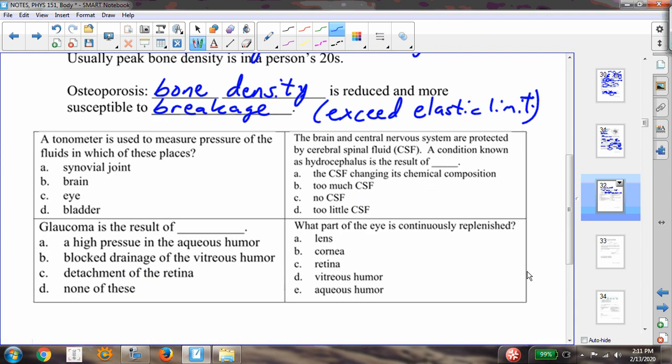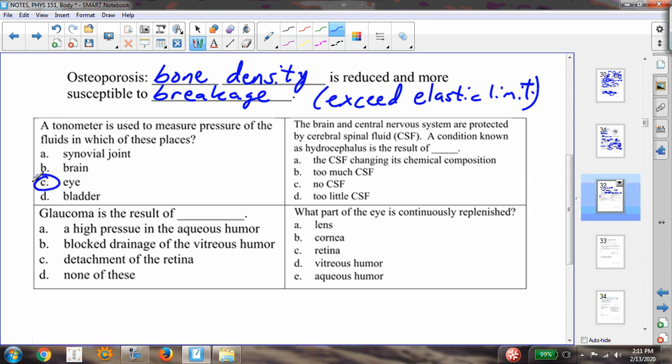Okay, a few questions here. Tonometer is used to measure the pressure of the eye. Glaucoma is a high pressure in the aqueous humor. The aqueous humor, I always get these mixed up, but the aqueous humor is this pressure right here. And so if I block the drainage here, then the pressure will go up. That's why the answer is not B, because the vitreous humor is right here, and the vitreous humor does not drain. The vitreous humor is there your entire life.